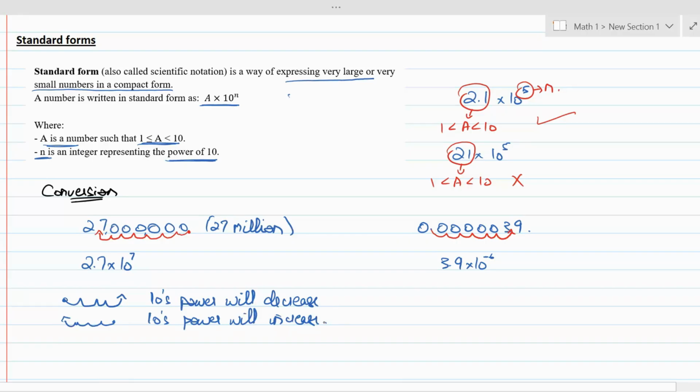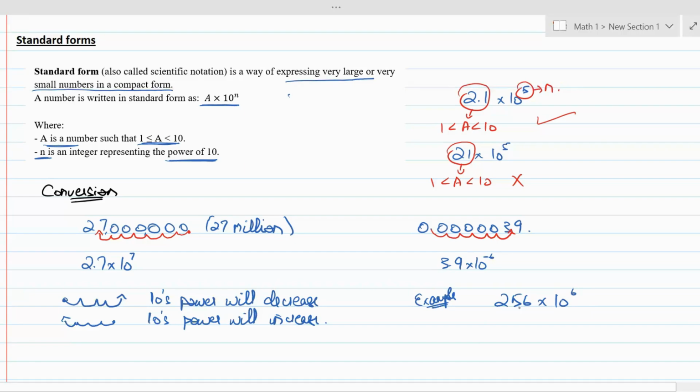Another example you can consider, for example, let's say we have this number as 256 into 10 raised to the power 6. Now 256 into 10 raised to the power 6, this is not a standard form. Why? Because this 256 is not a number between 1 and 10. And since there's no decimal, that means the decimal is there at the end.